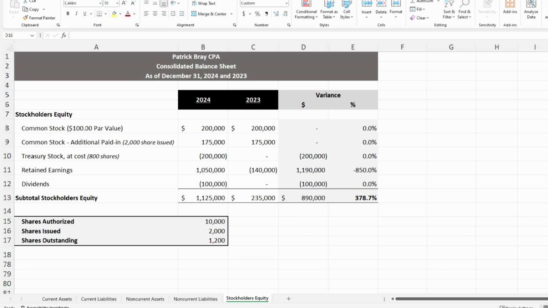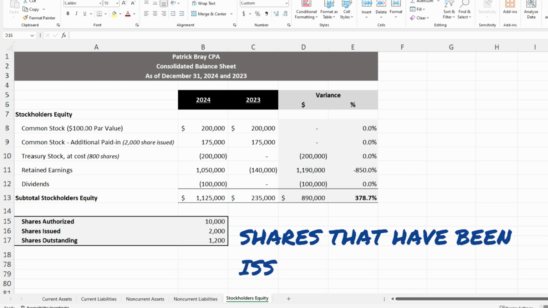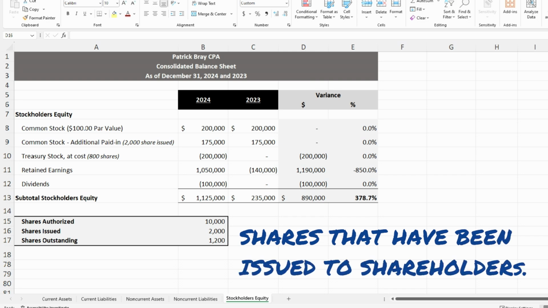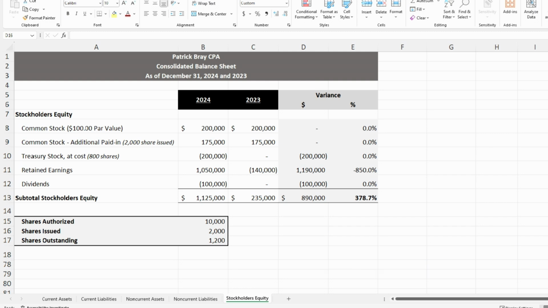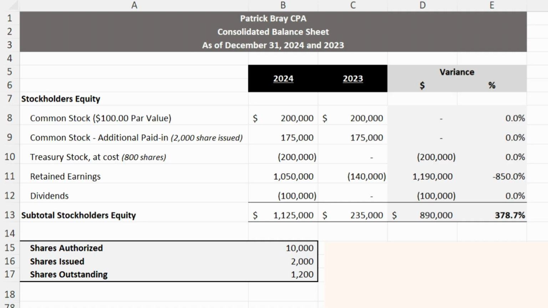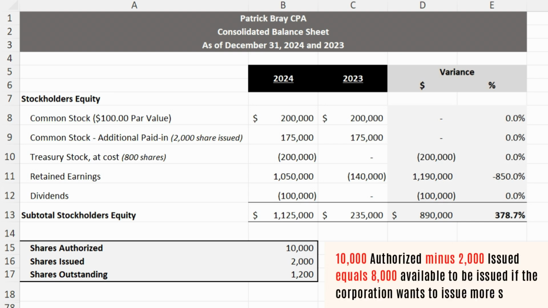Now, the next level down is shares issued. Out of that bucket of shares that you have authorized, how many have you actually issued to shareholders? In this situation, we've issued 2,000 shares. That means there was a stockholder that currently owns or has owned those shares of stock. The corporation can still issue 8,000 more shares without changing its articles of incorporation.